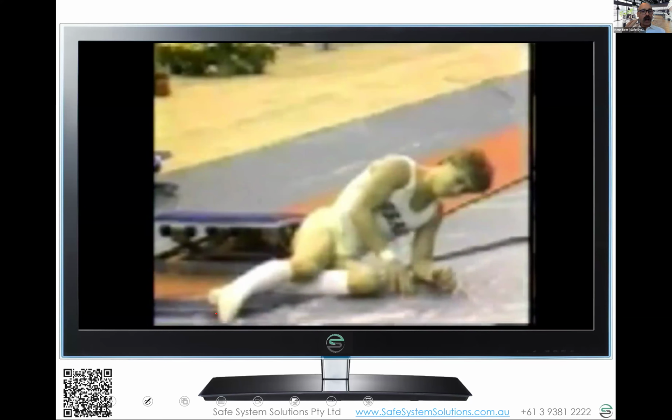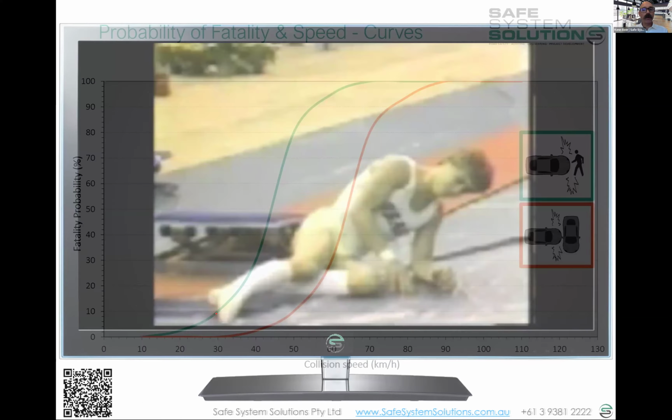That's what we're designed for. We're designed to run into stuff like that. He's all right. He broke a few ribs. He came back the next year, won the gold medal. We can survive that, right? When we get to speeds much higher than that, or even not much higher than that, just a bit higher, we get into very serious injuries very quickly.